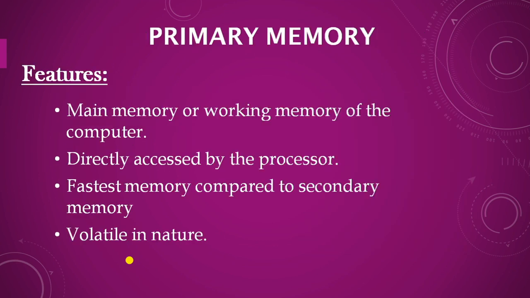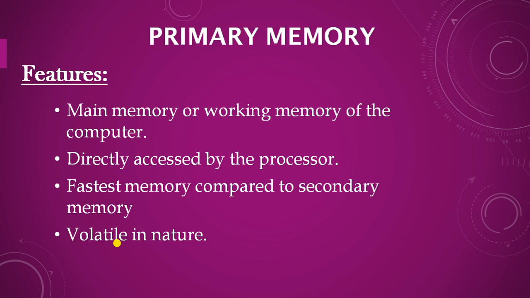Now, primary memory is the main or the working memory of the computer because it is directly accessed by the processor. Whenever there is work in line for the processor to be processed, the primary memory processes it with the help of the processor and completes the work. It is the fastest memory. If you compare it with the secondary memory, this memory works very fast. The processing speed is very fast and it is volatile in nature. Please concentrate on this particular word, volatile. Volatile means the memory is active, or the work is active, as long as the power is on.